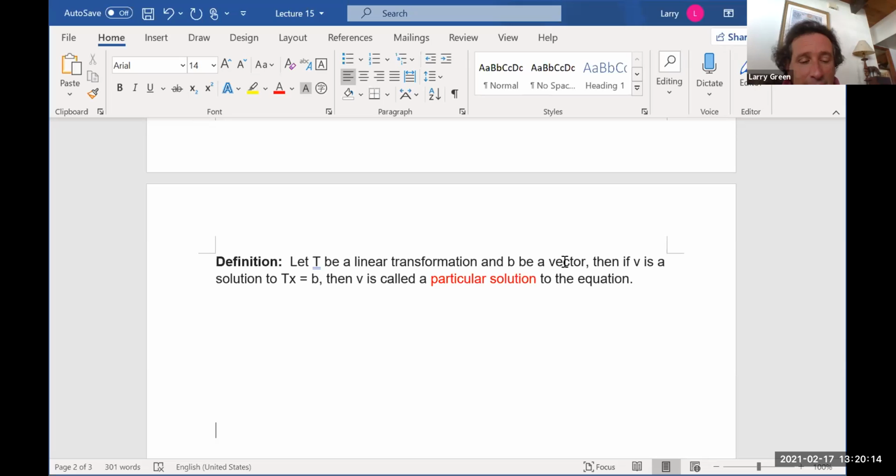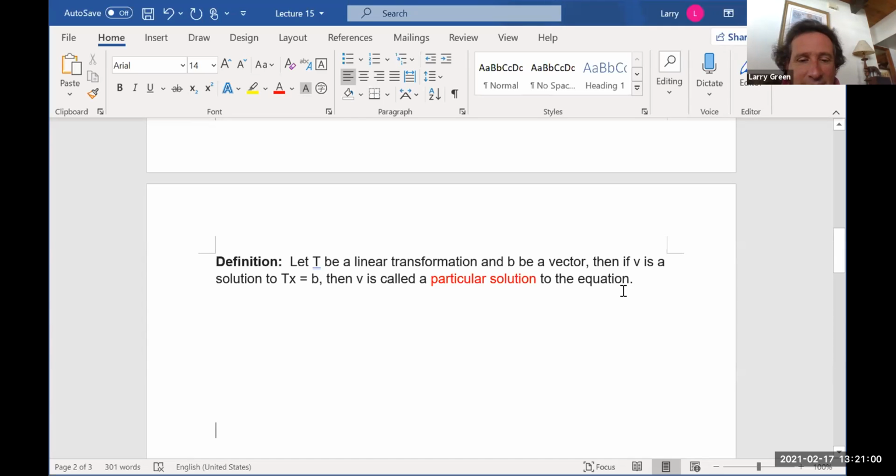Okay. And then we had a theorem that all linear transformations from Rn to Rm can be written as a matrix. Later on, we're going to find out there's linear transformations that aren't from Rn to Rm. But for now you can get away with the matrix pretty well. But that's going to change. Instead, you want to remember T of U plus V equals T of U plus T of V, and T of K times U is K times T of U. Okay. And then if V is a solution to Tx equals B, so that means if I plug in V, it works, then V is called a particular solution to the equation.